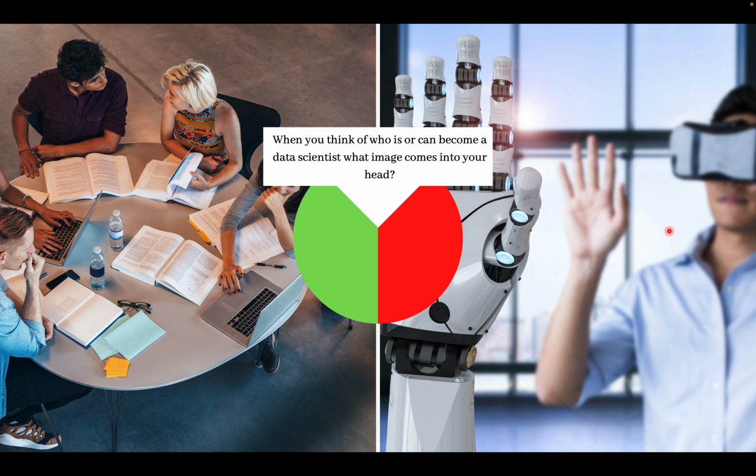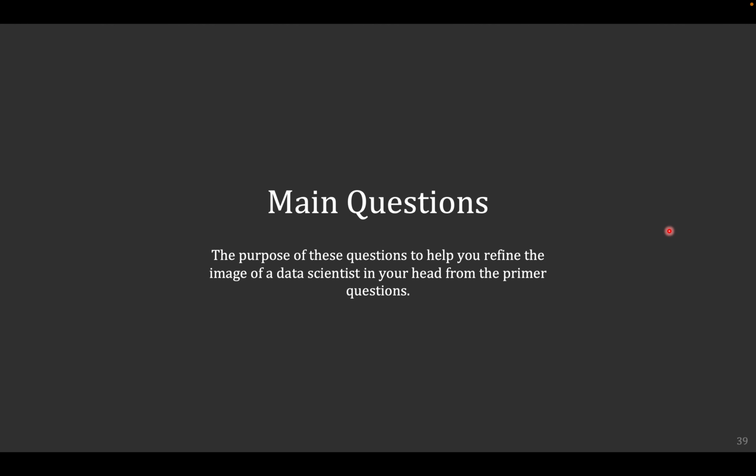Priming question 3. When you think of who is or can become a data scientist, which image comes into your head? The group on the left, with a bunch of textbooks and just a couple laptops who are clearly working together, or the person on the right who is holding up their hand with a prosthetic arm and what looks like VR goggles? Please select green or red in the Google form and provide a short answer as to why.